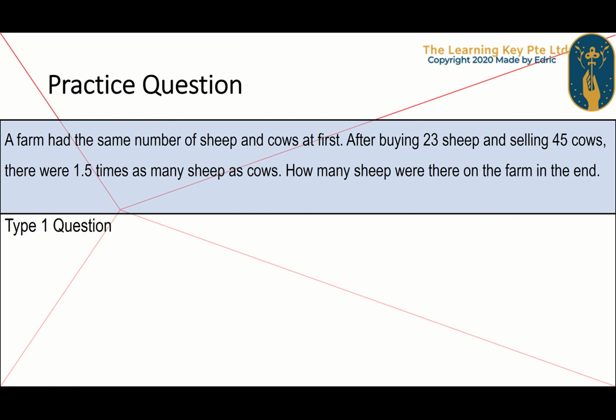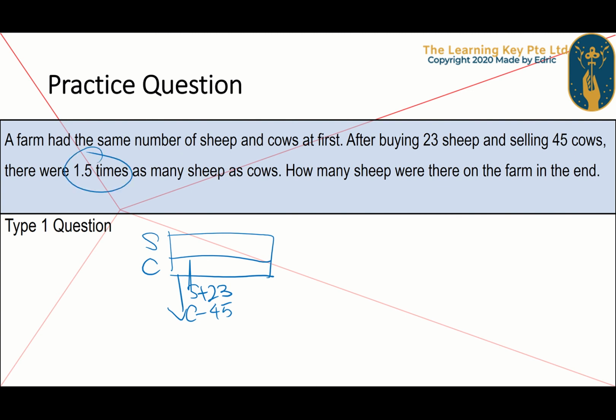A farm had the same number of sheep and cows at first. So same sheep and cows at first. After buying 23 sheep and selling 45 cows, there were 1.5 times as many sheep as cows. So what is 1.5? 1.5 is 1 and 1/2, right? So 1.5 times as many sheep as cows.